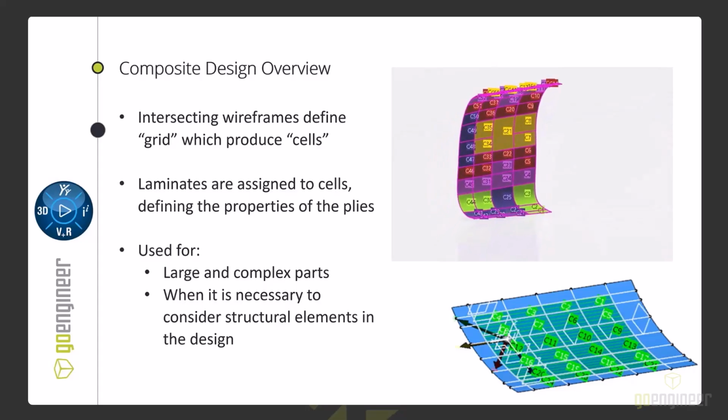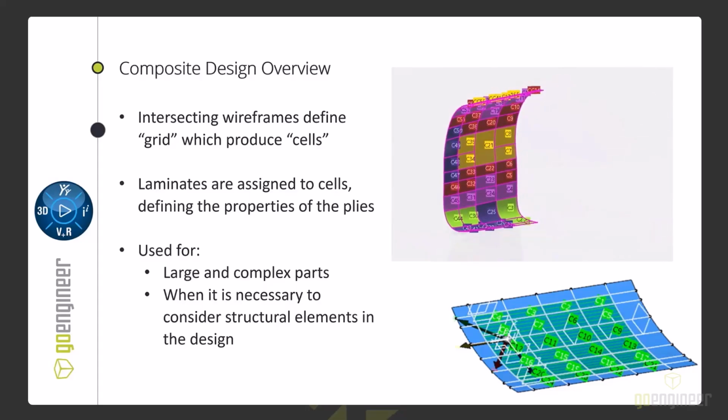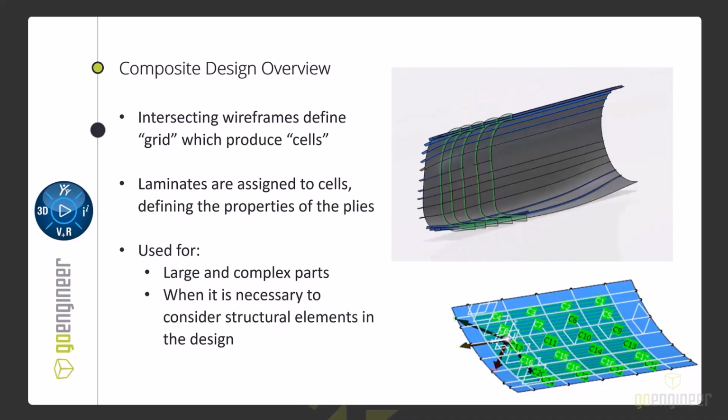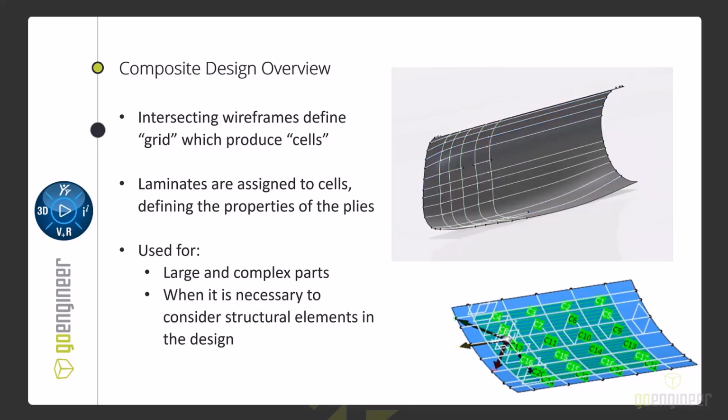The grid approach is preferred for designing large and complex composite parts such as wings, fuselages, and wind blades, as well as designs that require structural elements to be considered such as stiffeners, stringers, and frames.